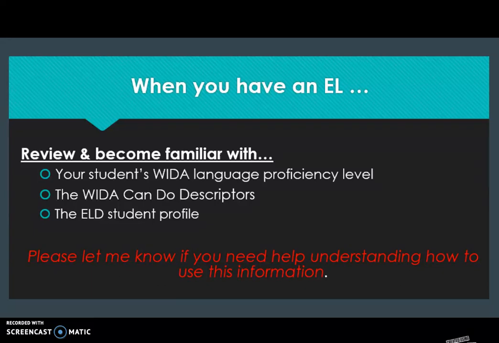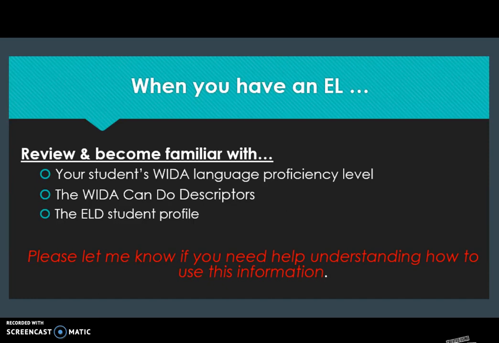So one of the first things that you want to do when you have an English learner in your classroom is to review and become familiar with the following documents, which I will send to you via email at the beginning of a school year or also at the start of a new semester. The first one is your student's WIDA level, their language proficiency. A lot of times you'll hear me say the student is a WIDA level 2 or a WIDA level 3, and that is what I'm referring to when I'm talking about that.